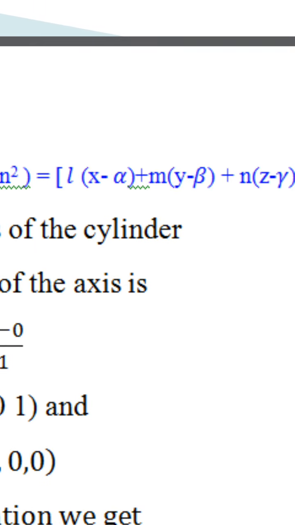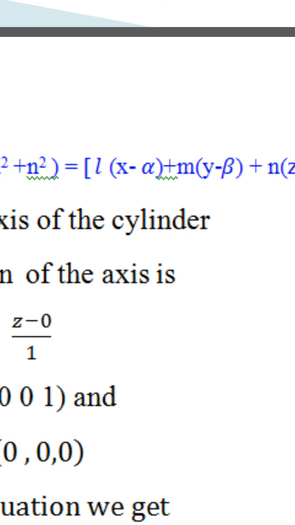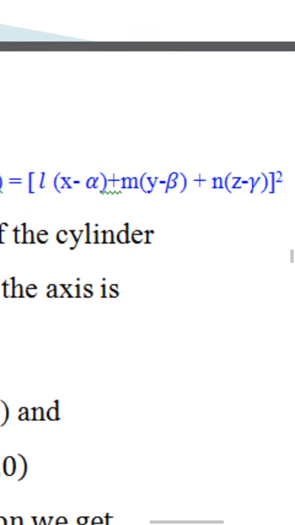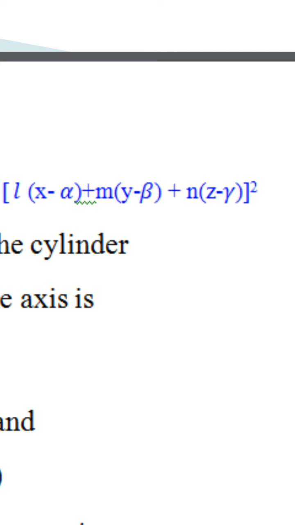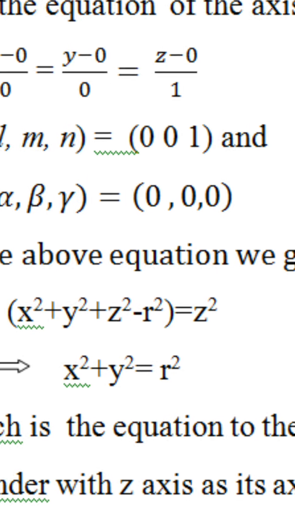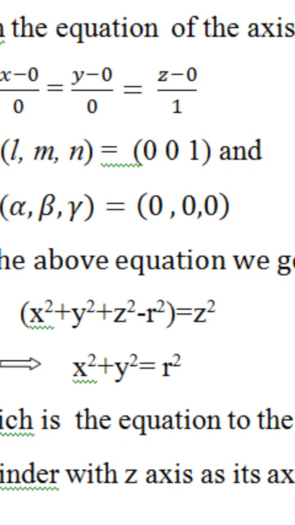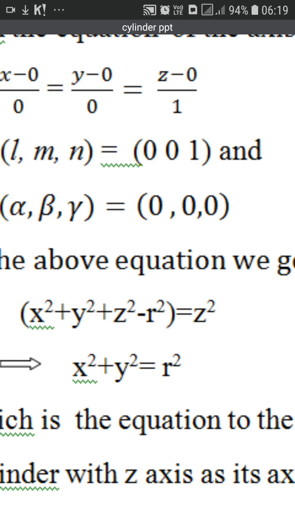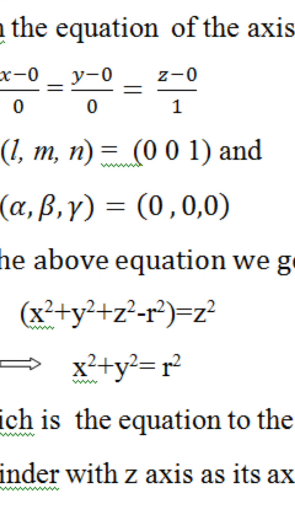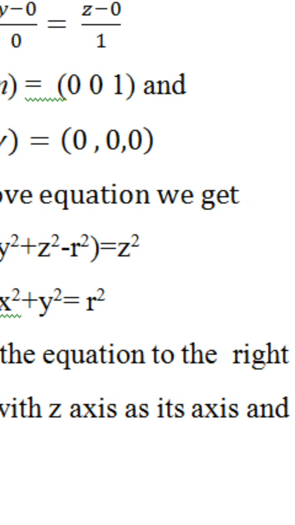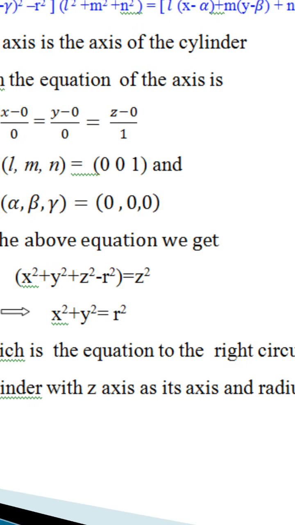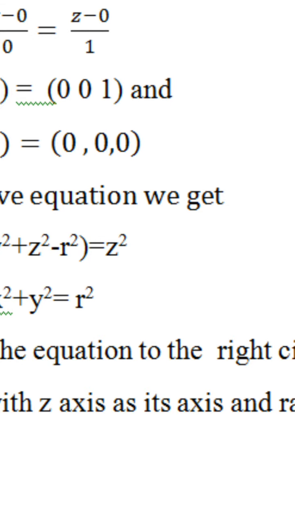Is equal to, similarly put alpha is 0, beta is 0, gamma is 0, and instead of l, m, n write down 0, 0, 1. Then these two terms vanish and we will get only z whole square, that is z square, right? Now, just simply you can cancel the z square terms on the left hand side and right hand side. Then x square plus y square is equal to minus r square, which becomes plus r square when it comes to the right hand side. So this is the equation of the right circular cylinder with the z-axis as its axis and radius r.